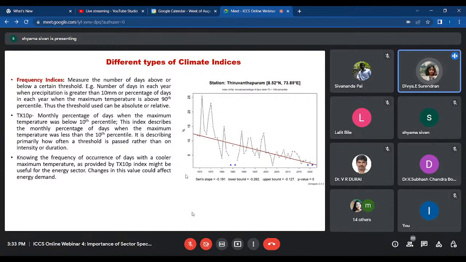So in this way we can interpret the data, these indices, and we can apply the same for our different types of sectors. Here we are not identifying any intensity or spell.